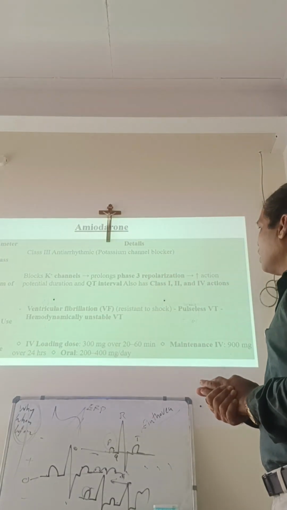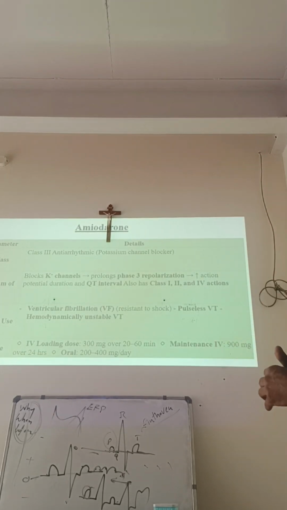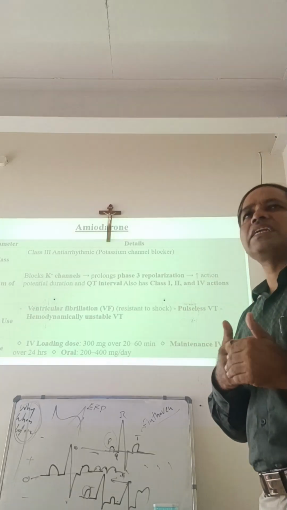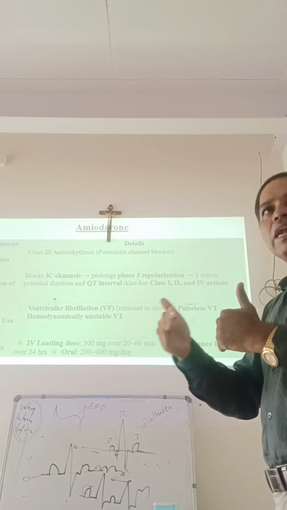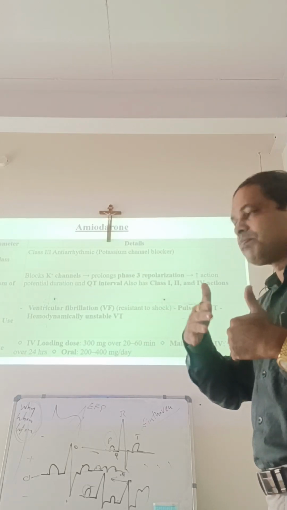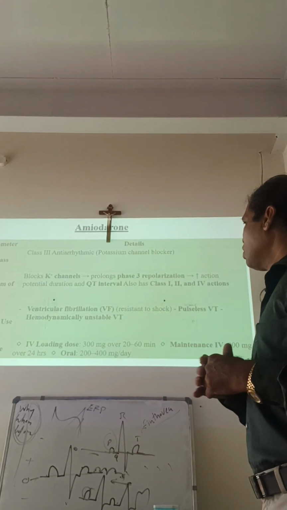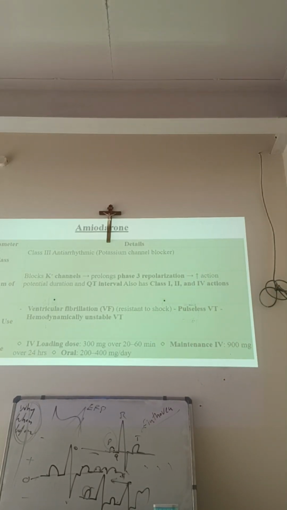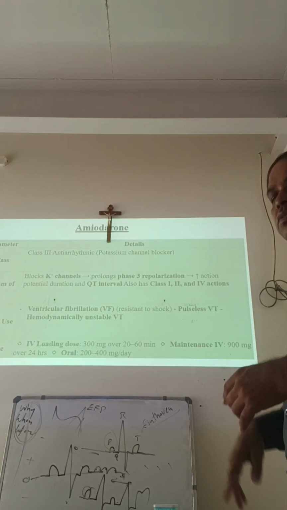Emergency use: we can use it in ventricular fibrillation, pulseless ventricular tachycardia, then hemodynamically unstable ventricular tachycardia. These are the different types of arrhythmia. In all these conditions the rate is very fast, and when you give this drug the rate comes down a little and matches with the normal ECG or action potential. So loading dose, you can give 300 mg over 20 to 60 minutes, maintenance 900 mg over 24 hours. Oral also can be given.